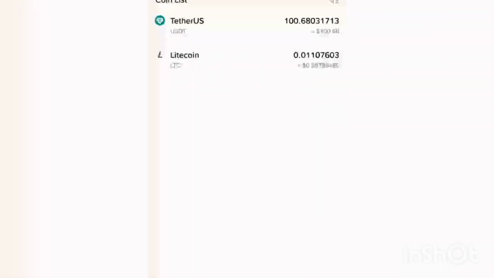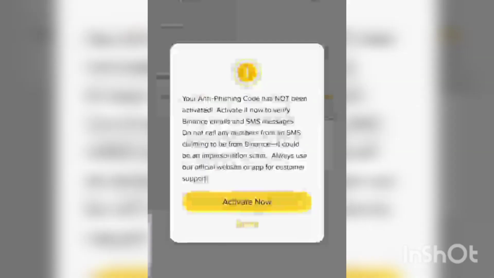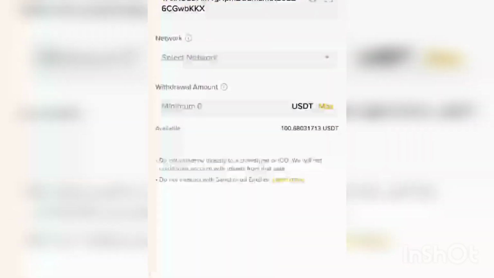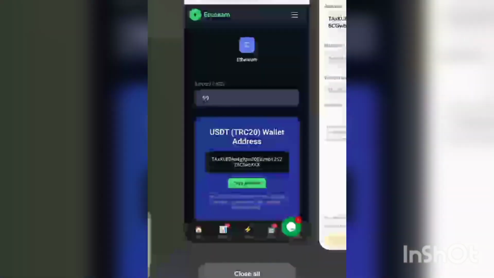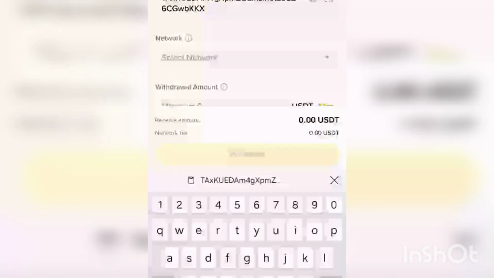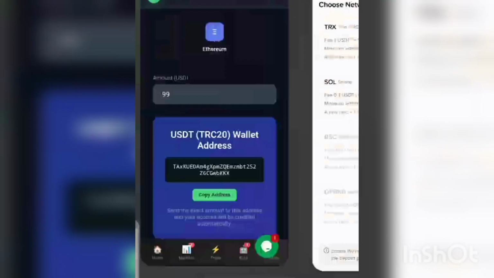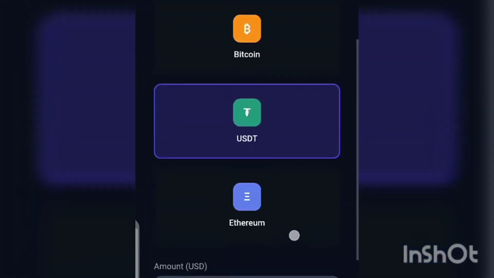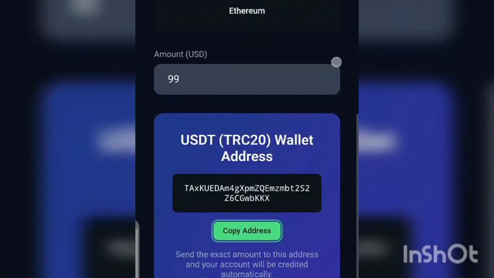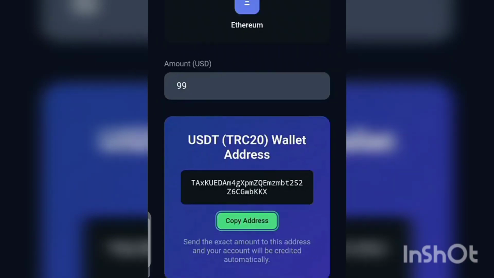The next thing I'm going to do is click withdraw, then paste my address. Follow it step by step. You paste your address and cross-check it with the one you have in your wallet to make sure that it is correct. I'm going to be selecting TRC20, which is Tron, to make sure that we selected the proper network.